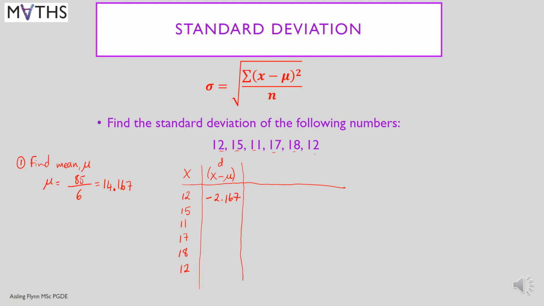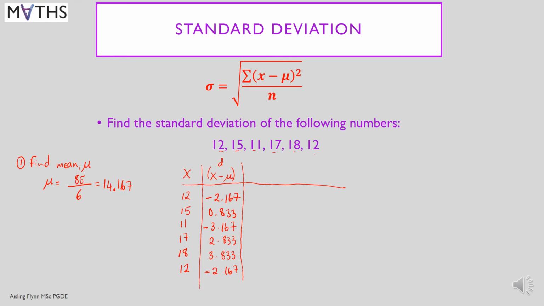Now I move on to the next one. 15 minus 14.167, and I get plus 0.833. So you see the 12 was negative because it's below the mean, and 15 was positive because it's above the mean. I'm just going to pause and work out the rest of them there. So the next values for the table are minus 3.167, 2.833, 3.833, and the last one is the same as the first one. Now so there's the differences got.